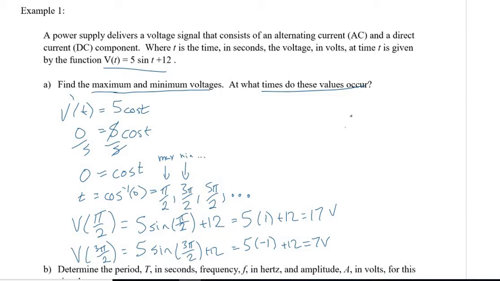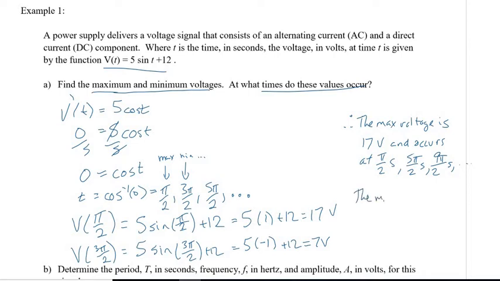Therefore, the maximum voltage is 17 volts and occurs at pi over 2 seconds, 5 pi over 2 seconds, 9 pi over 2 seconds, and so on and so forth.